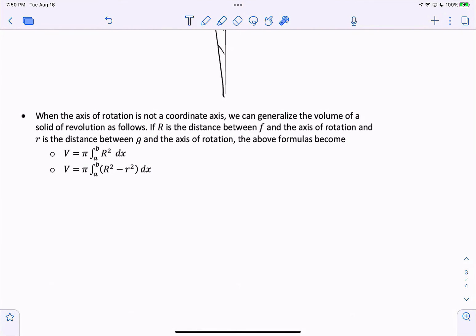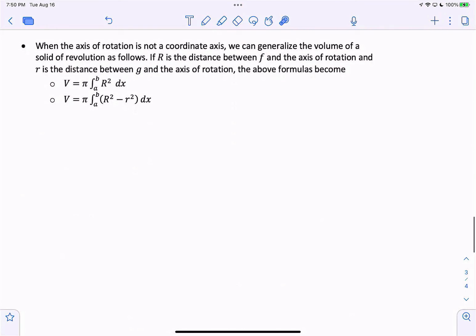So let's generalize this when we have an axis that's not a coordinate axis. When the axis of rotation is not a coordinate axis, we can generalize the volume of a solid by saying that V equals pi times the integral from a to b of r squared dx. Now that's not really a different formula. We're saying r is the distance between the function and the axis of rotation. And then in the case that we have a washer, we have uppercase R squared minus lowercase r squared.